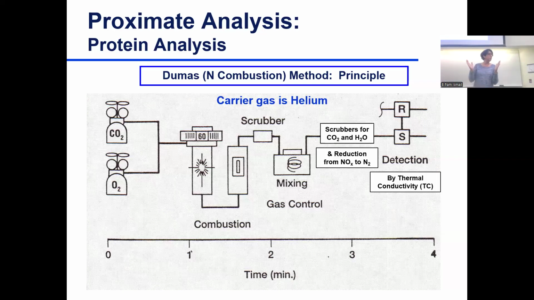Is it 4 minutes, Andressa? In this unit? Around, yeah, a few minutes, 2 to 5 minutes, depending on the unit. So it's very, very fast in contrast to Kjeldahl that takes hours and hours of work.